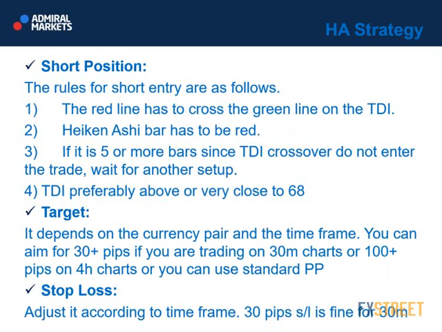Short positions. The rules are the same. The red line has to cross the green line on the TDI. The Heiken Ashi bar has to be red. If it's 5 or more bars since the TDI crossover, do not enter the trade. Wait for another setup. On this occasion, TDI preferably should be above or very close to 68. It's better if it's above, but it's not a necessity. It should be close or above. Same rules for targets and stop loss as in long trades.